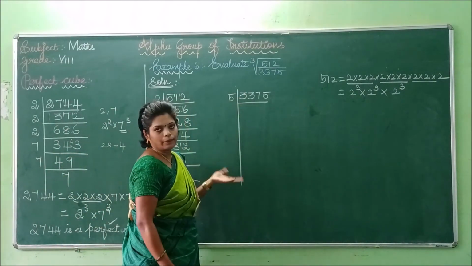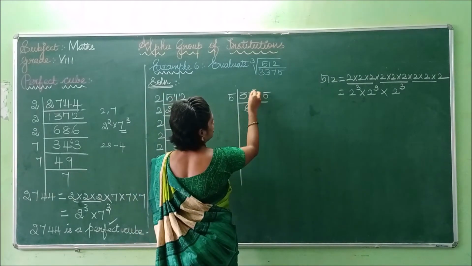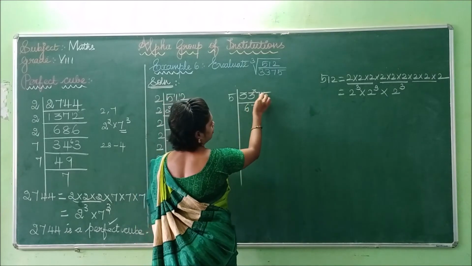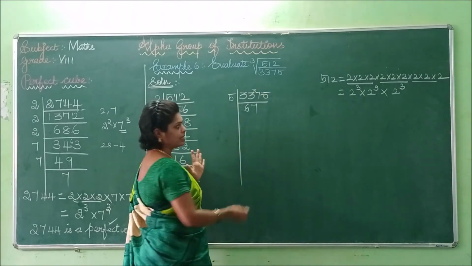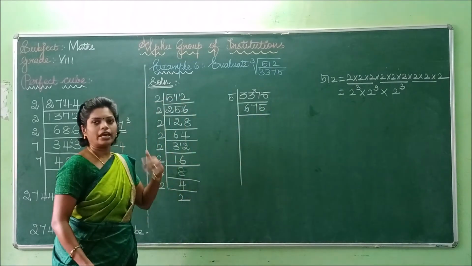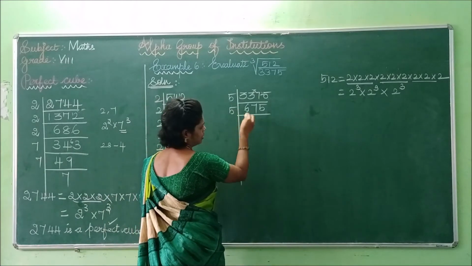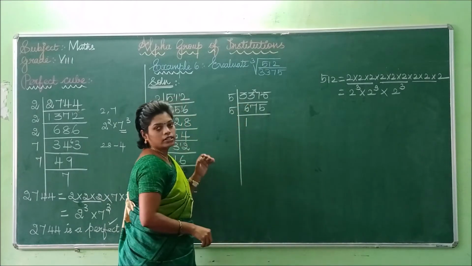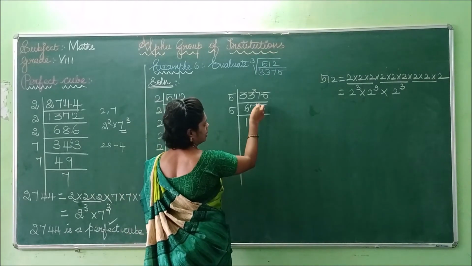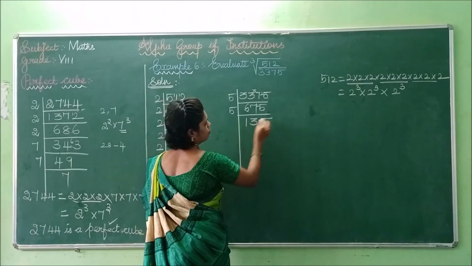So 33 won't come in the 5 table. 30 as 6 times. So remaining 3. 35 as 7 times. So remaining 2. 25 as 5 times. So again a number ends with 5. So we can proceed again with the 5 table. 1 5s are 5, remaining 1. 17 won't come. 15 as 3 times. Then again 2. So that is also 5 times.